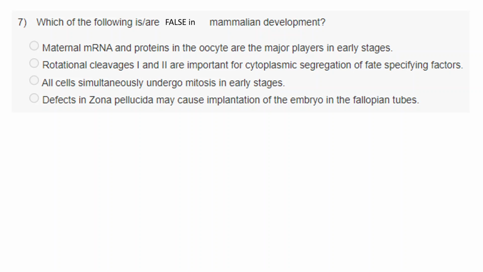These are the 4 statements. Please let me know which do you think is the correct answer. Let's take a minute. Which of the following are false statements regarding mammalian development?